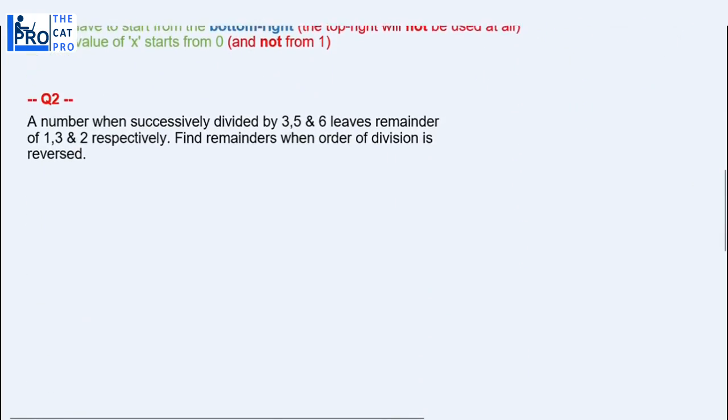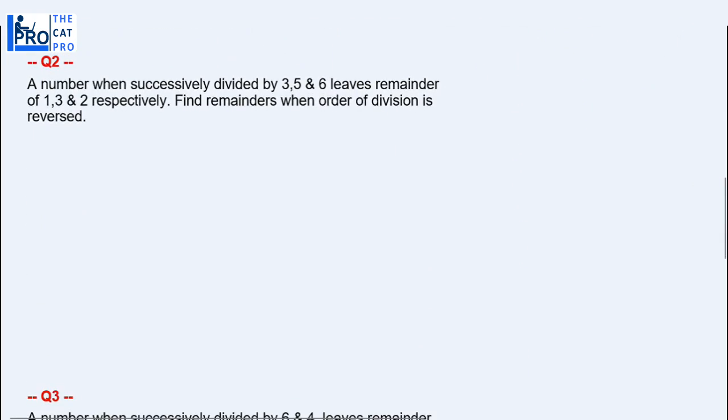So pay attention. Question number 2. A number when successively divided by 3, 5 and 6 leaves a remainder of 1, 3 and 2. Find remainder when order of division is reversed. So in every question I have changed little something so that we keep on moving ahead, but the main part will remain the same. So we divide by 3, 5 and 6, and our remainders are 1, 3 and 2. So find remainder when order of division is reversed.